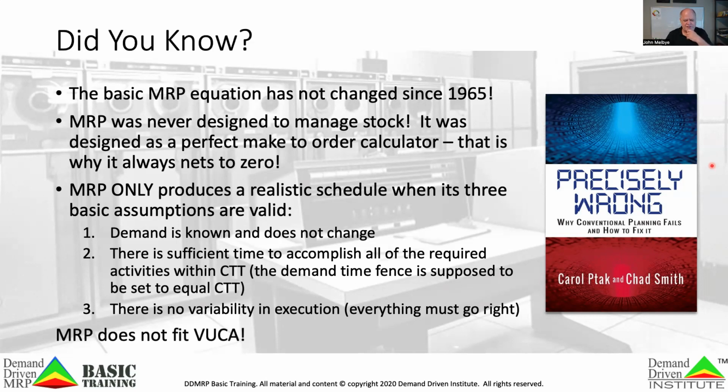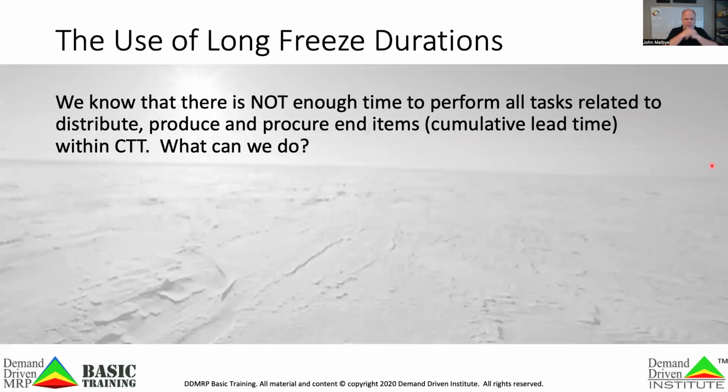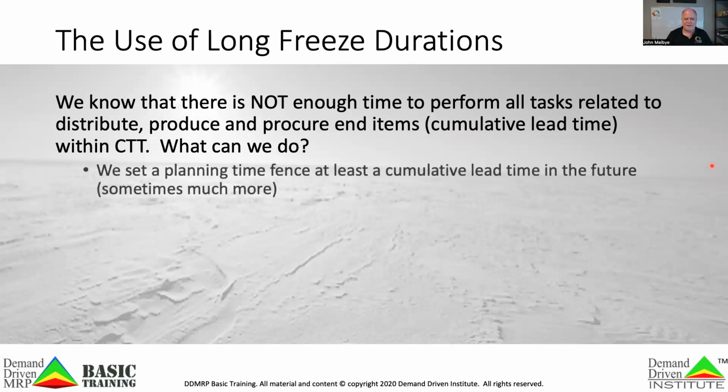MRP does not fit the volatile, uncertain, complex, and ambiguous world that we live in. What do we mean by that? Well, we know that there's not enough time to perform all the tasks related to distribute, produce, and procure end items, the cumulative lead time, within the customer tolerance time, within the time the customer is willing to wait. So the question is, what can we do? The next bullet points talk about what we actually try and attempt to do.